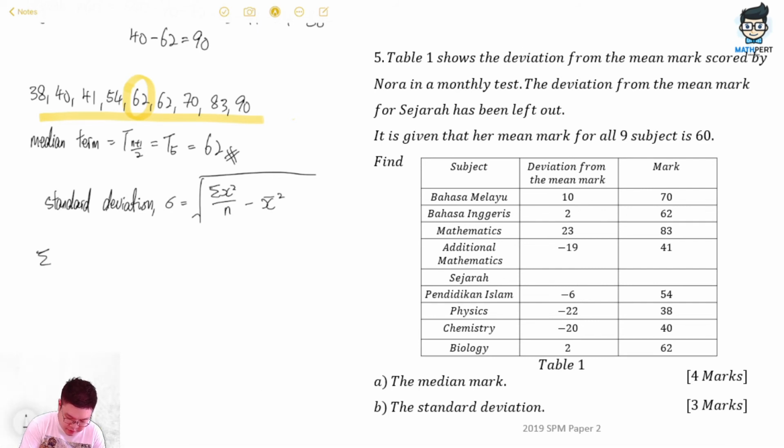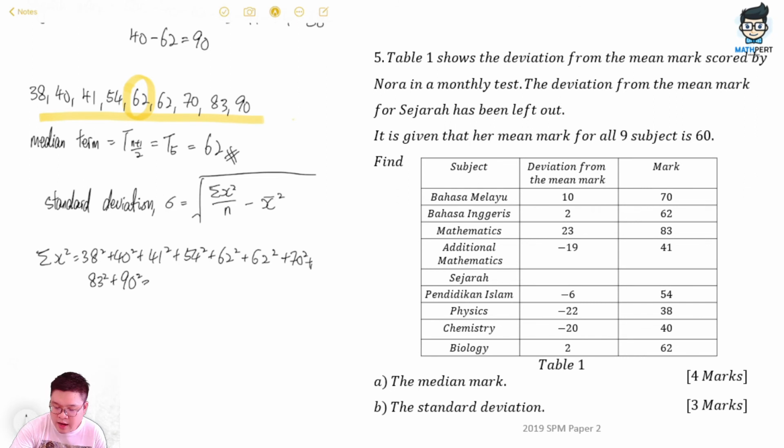So the summation of x squared will be equal to 38 squared plus 40 squared plus 41 squared plus 54 squared plus 62 squared plus 62 squared plus 70 squared plus 83 squared plus 90 squared. And your answer should be 35,218. Now that we have all the information, we can substitute it into the standard deviation formula.